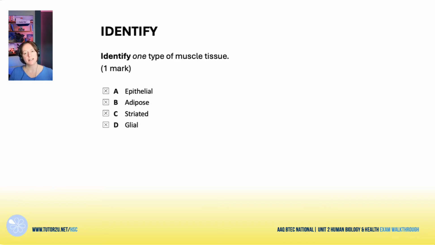So let's have a look at an example identify question. Identify one type of muscle tissue for 1 mark. You're given 4 options to choose from: epithelial, adipose, striated and glial, and you have to decide which one is the correct one, which you indicate with an X in the box. And striated is the only muscle tissue type there, so you'd get 1 mark. So expect 3 of these on your paper.